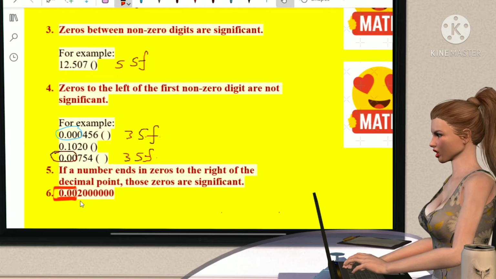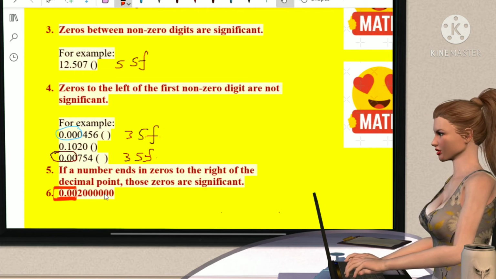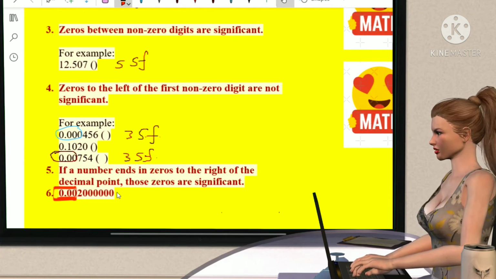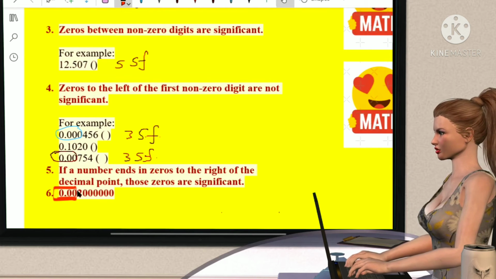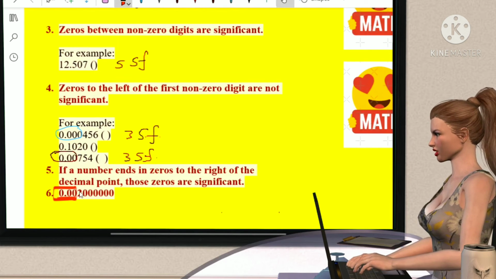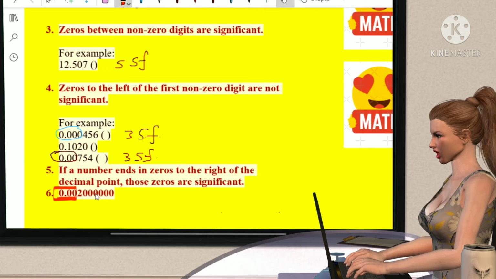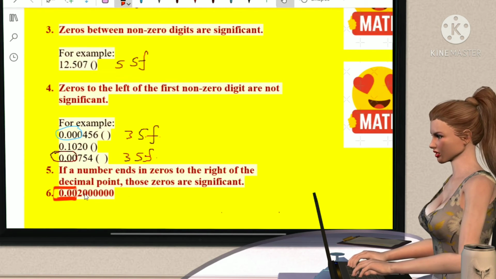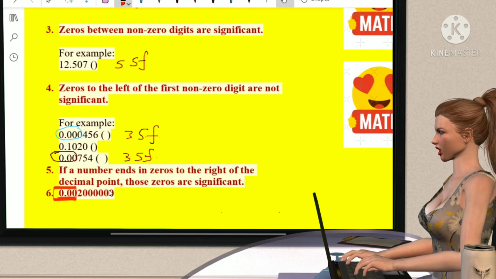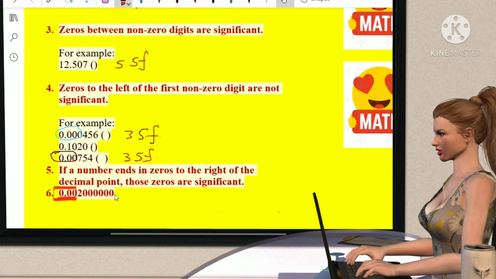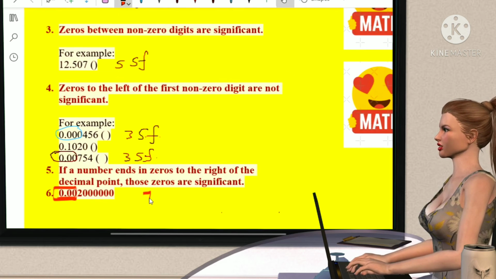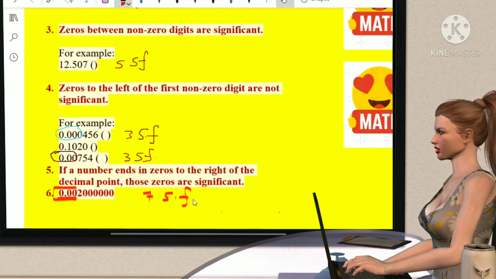However, the zeros to the right of the 2 would be significant based on the fact that it says if it comes to the right of the decimal point, then they are significant. So all of these zeros over here are significant because they come after a significant figure and they come to the right of a decimal point. So in all, the 2 is the first significant. Then you have 1, 2, 3, 4, 5, 6. Good? You have 6 zeros which are significant and you have a 2. So you have 7 significant figures.